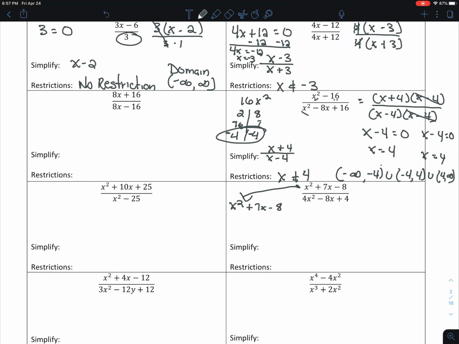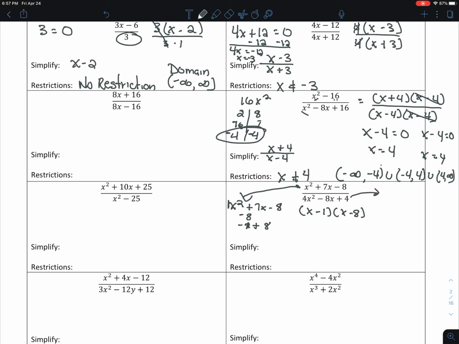And again, it's a trinomial. So I have to multiply a times c. That gives me negative 8. What can I multiply to get negative 8 and add to get 7? Negative 1 and 8. And because my coefficient is 1, I can just say that this is x minus 1, x plus 8. Oh, I don't know why I wrote it there. That's not my final answer. I'm just going to simplify that. So I have x minus 1, x plus 8.